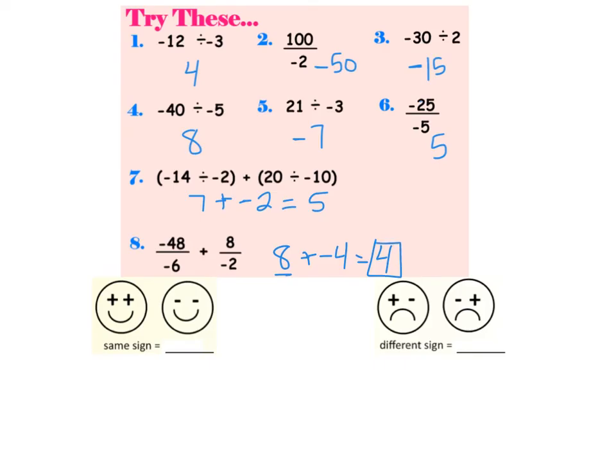So the big rules for today to work on your homework are: when you're multiplying or dividing and the signs are the same, both positive or both negative, it's going to give you a positive answer. And when you have a positive and a negative and they're multiplied or divided, it's going to give you a negative answer. So why don't you use those rules, practice on your homework, and let me know if you have any questions.